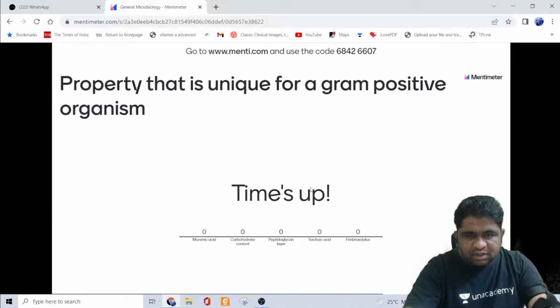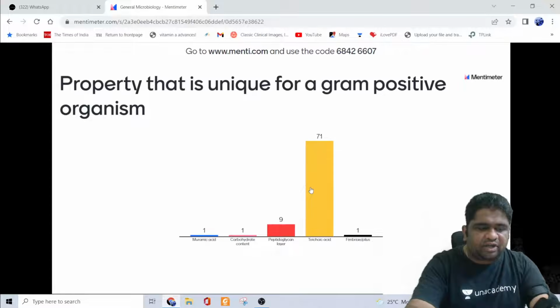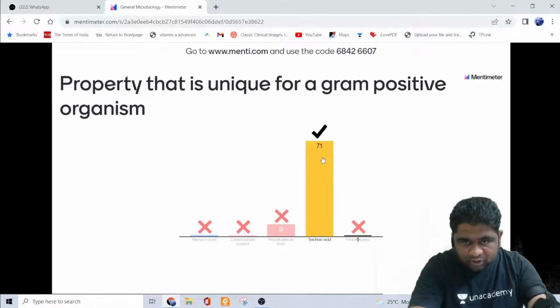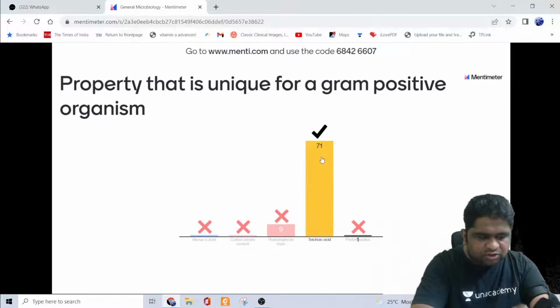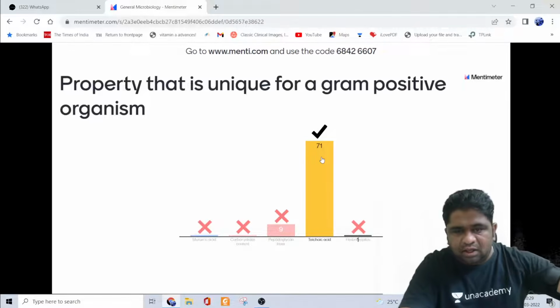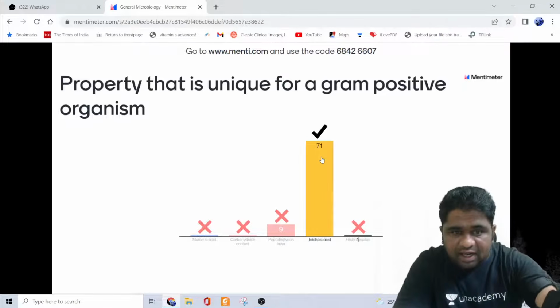Yes, the time is up. Excellent. Teichoic acid. Those people who came for the class were able to answer it well. So remember, the answer is teichoic acid. Why? Because teichoic acid is unique in case of a gram-positive organism that is not present in a gram-negative organism. So let's look at this once again. What is teichoic acid? That is something special that is capable of binding with a carbohydrate or a lipid. But at the same time, you have to understand this is non-available in case of a gram-negative organism.